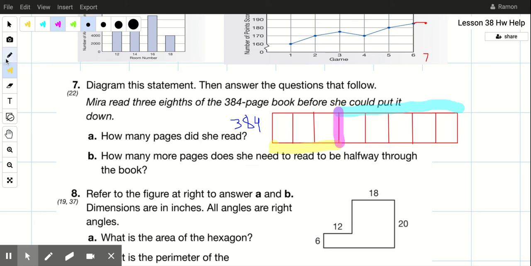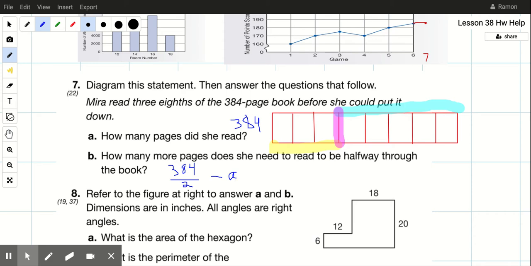And then for B, how many more pages does she need to read to be halfway through the book? This is a little bit different because halfway through the book is half of 384. So you're going to have to find half of 384, which you could calculate mentally or you could do long division. And once you have that quotient, you're going to subtract the answer from A, which is how many pages she has already read.